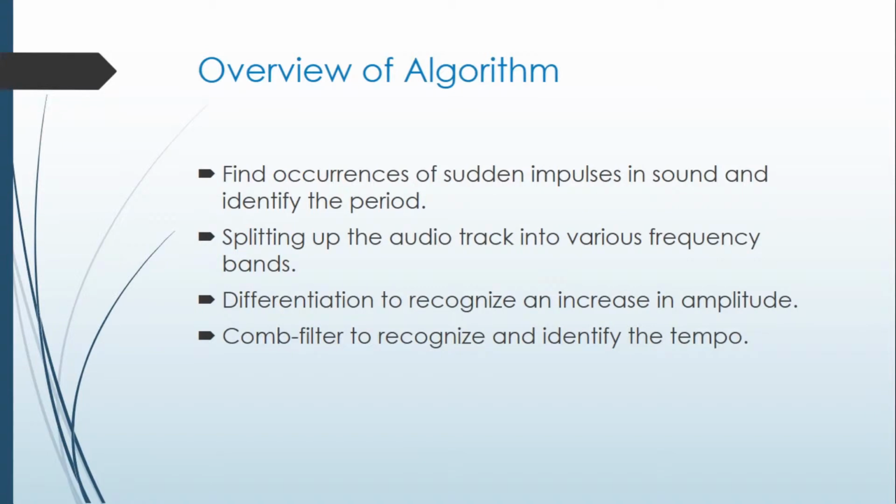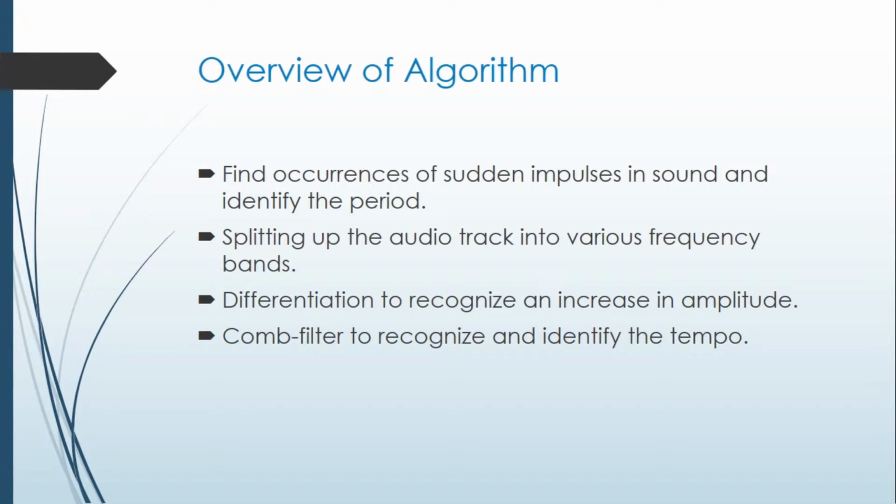I'm now going to provide a brief overview of the algorithm and then delve into details of each of the stages in the further slides. The main idea behind this algorithm is to find occurrences of sudden impulses in an audio track and identify the rate of these occurrences. According to most research in the area of beat detection, the best way to analyze a soundtrack is to first split it into its various frequency bands. So in order to do this, I have converted the signal to the frequency domain and divided the spectrum into subbands. Any further processing is then done on these subbands and then combined together.